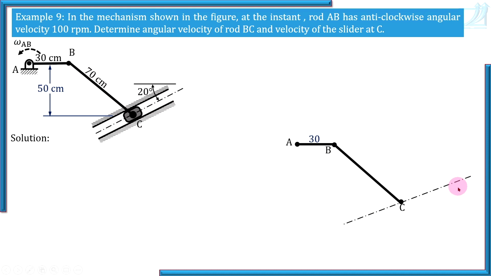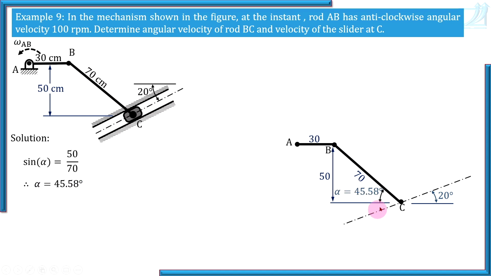Just draw a line diagram. This path makes an angle of 20 degrees, that's given, with the horizontal. Rod BC is 70 centimeters long. You should find the angle of rod BC. So check the given dimensions. So 50 centimeters. So focus on this right angle triangle. So opposite and hypotenuse, that is sine alpha equal to 50 by 70. And you have found alpha as 45.58 degrees. So alpha, or the angle of the inclined member BC, we have found.